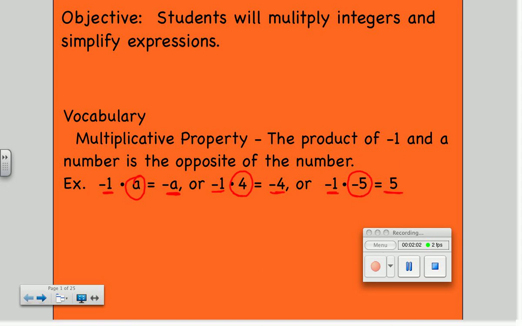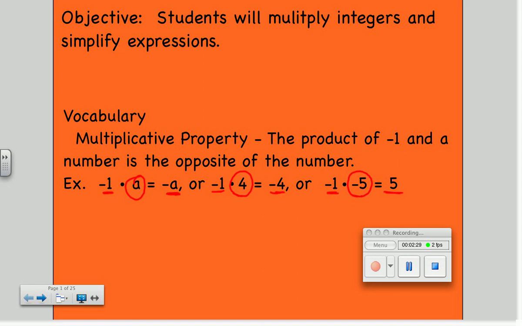Now, is that just true for -1? What about -2? What about -4? What about -100? What about fractions? What about -4/5? What about -2/3? It's true for all negative numbers. All negative integers change the other number in a multiplication problem to the opposite of what it is.